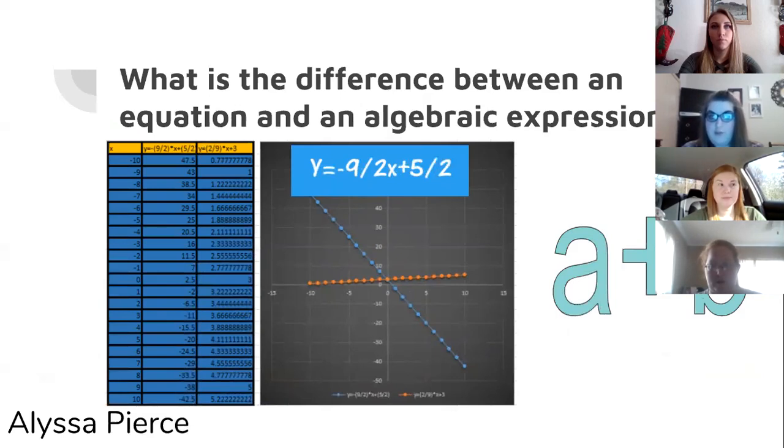So in question number 5, we see that y equals -9/2 x plus 5 over 2. So that is actually an equation because you can think of equation means equal sign, y equals that equation. And then on the right, I have a plus b, which is just an expression. There's no equal sign. There's nothing to be equal to.